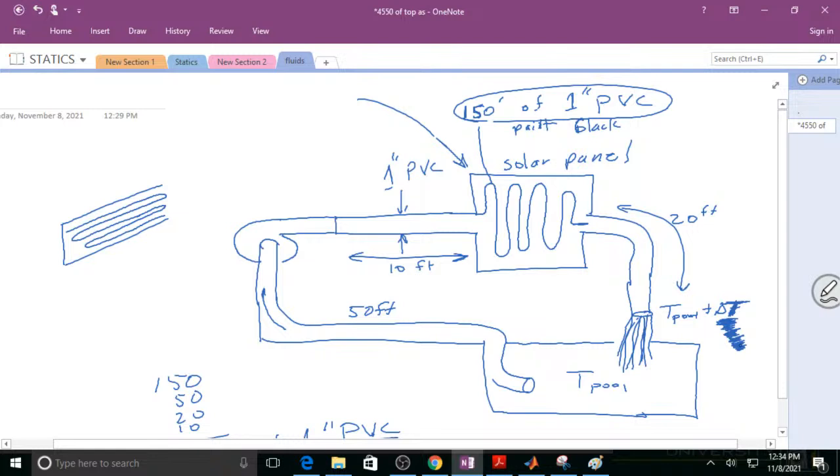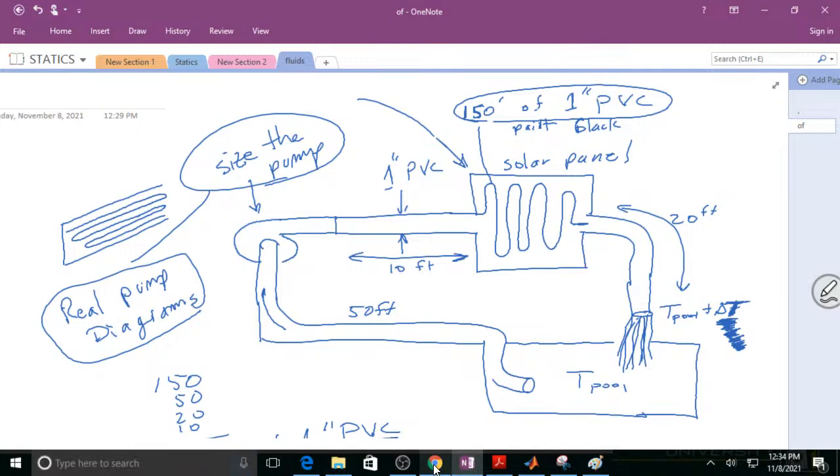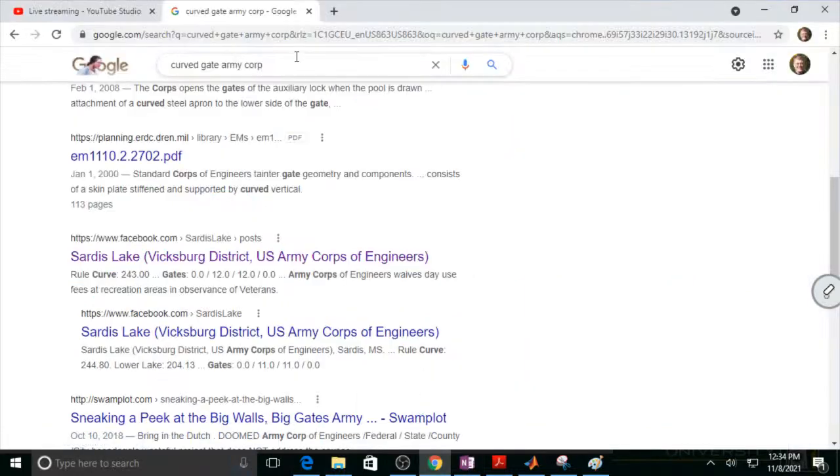But what we're going to do is we want to size this pump. So what we're going to do, and we'll do this next time, we'll size the pump from real pump diagrams. And so we'll pick up this problem and size it from a real pump diagram. So now let's go find some real pump diagrams.